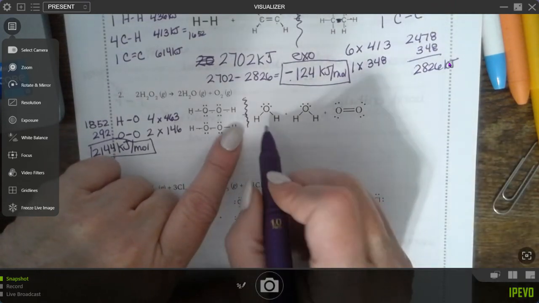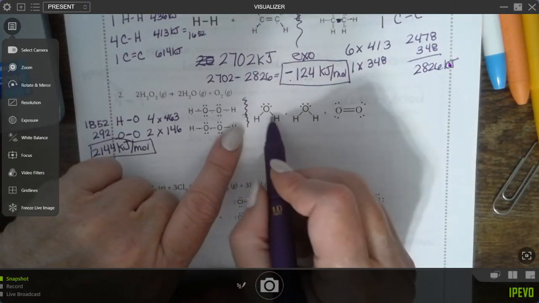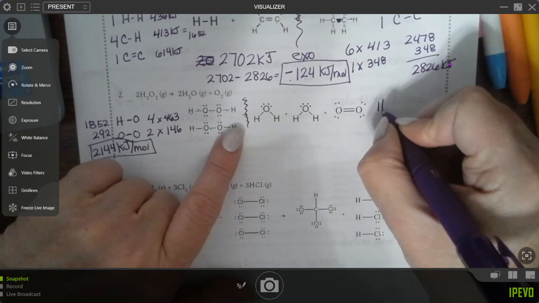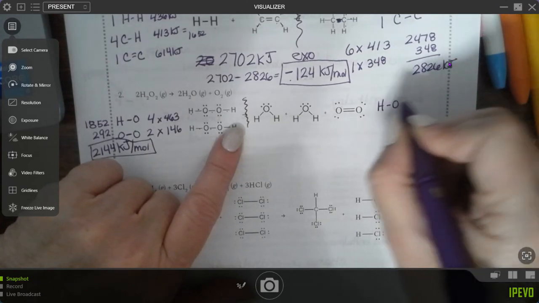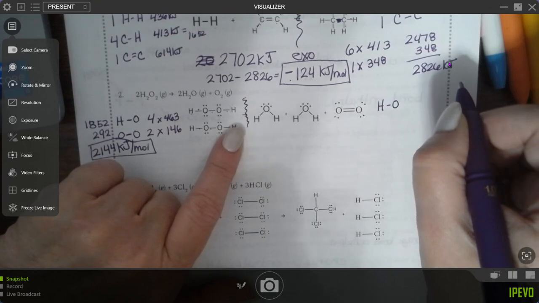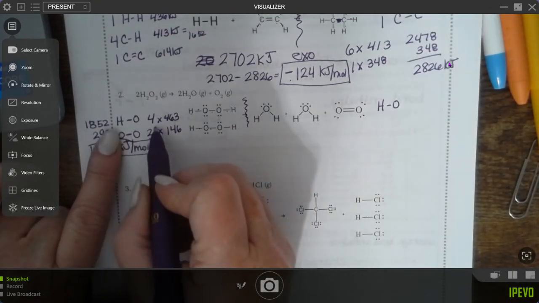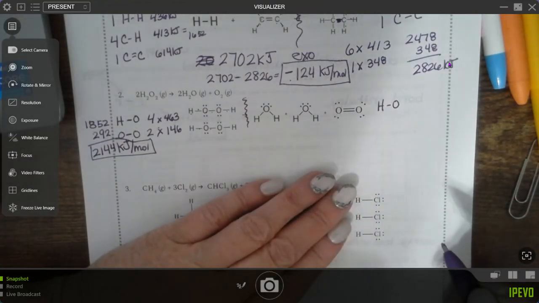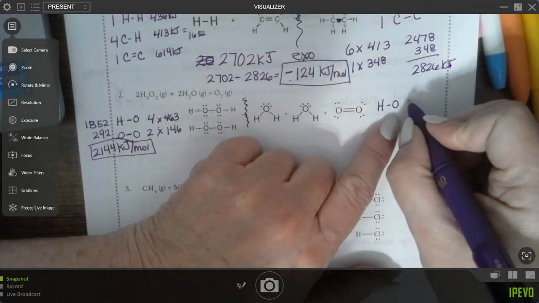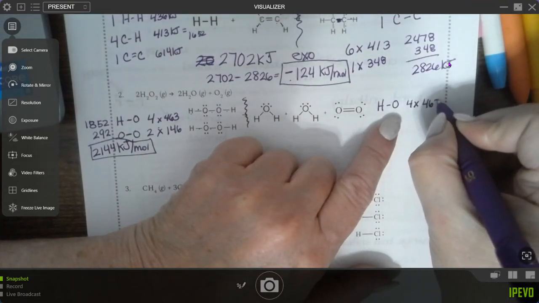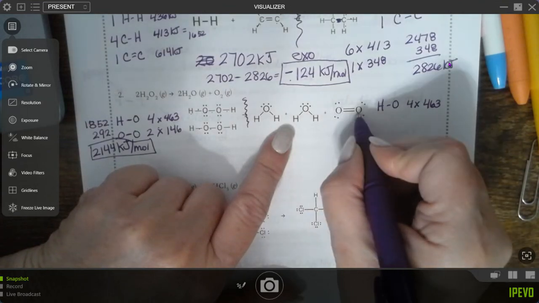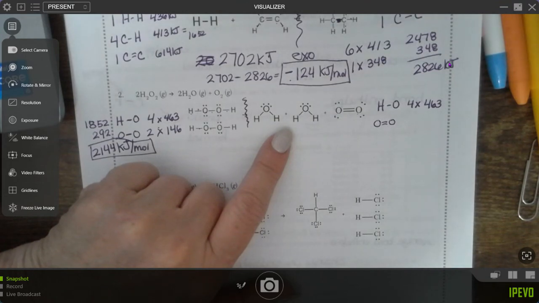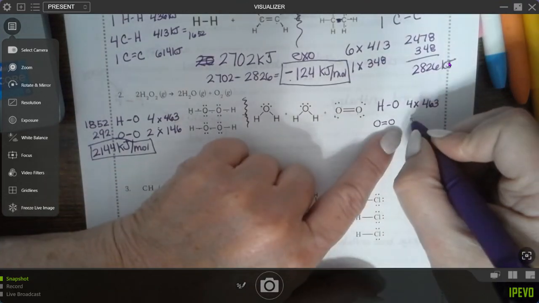Now, on the other side of our reaction, we have our bonds that we make. Notice it's kind of interesting. We are making 4 hydrogen-oxygen double bonds, or, excuse me, hydrogen-oxygen single bonds, which is what we had over here. But we're going to do the math just to practice. So 4 times 463, and then we have this oxygen-oxygen double bond, and in my table the bond enthalpy is 495.